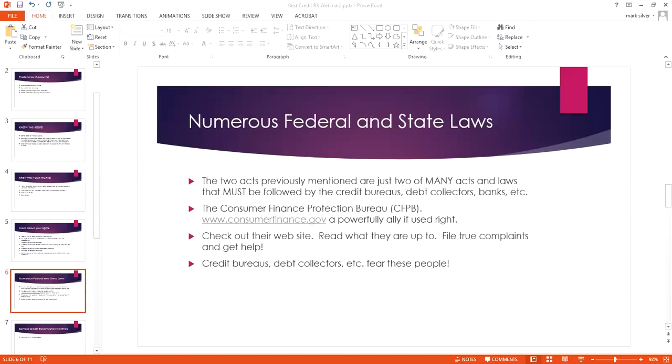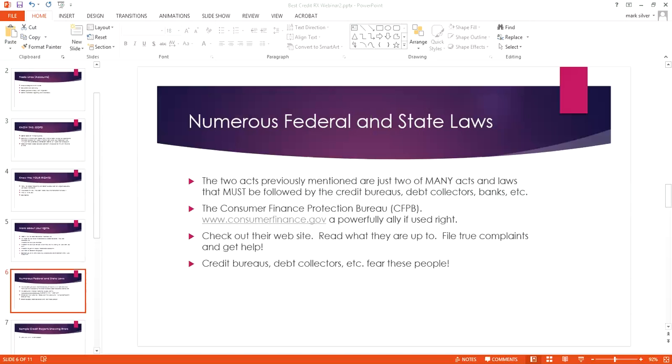There are numerous federal and state laws. I've mentioned 2, but there's a lot out there. And the credit bureaus, debt collectors, banks, mortgage companies, insurance companies, etc., they have to abide by them. And when they don't, we're going to take action and we're going to make them do it, depending on everybody's individual situation. An agency I want you to know about is the Consumer Finance Protection Bureau, known as the CFPB. I have the link there, www.consumerfinance.gov. They're a powerful ally if used right.